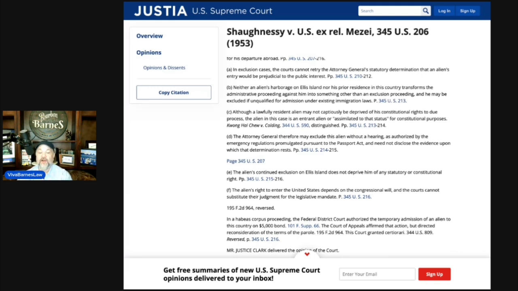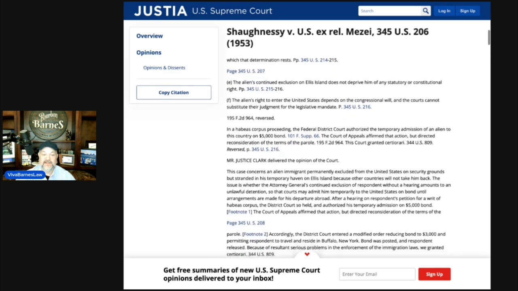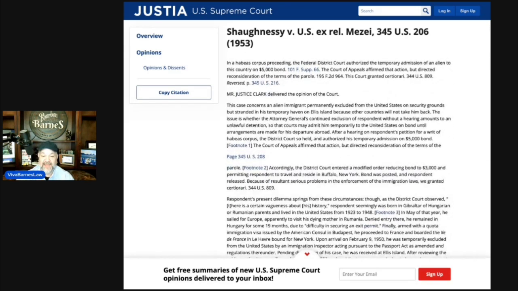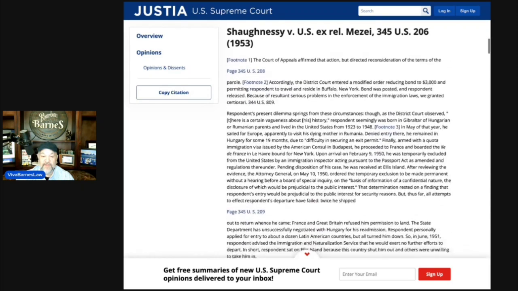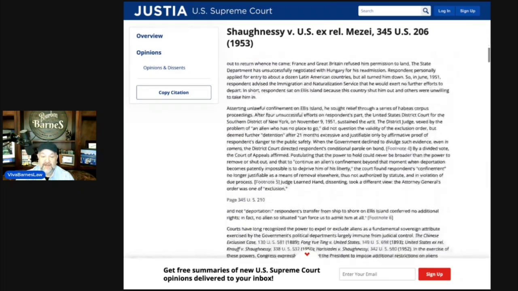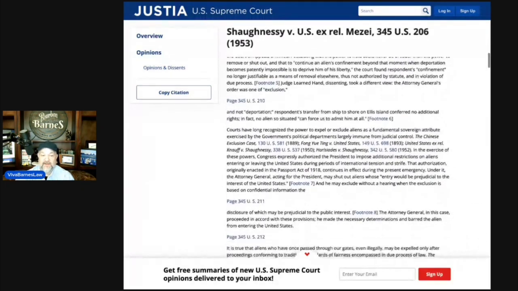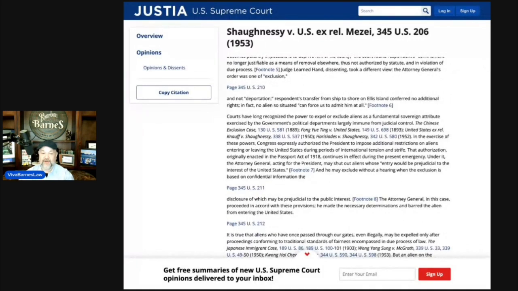Justice Clark delivered the opinion of the court, and throughout it you'll see very broad language about the court's lack of power to counter the executive branch's unilateral determination pursuant to congressional authorization. Indeed, let's quote from the case. This is page 345 U.S. at 206, and then specifically at page 210.